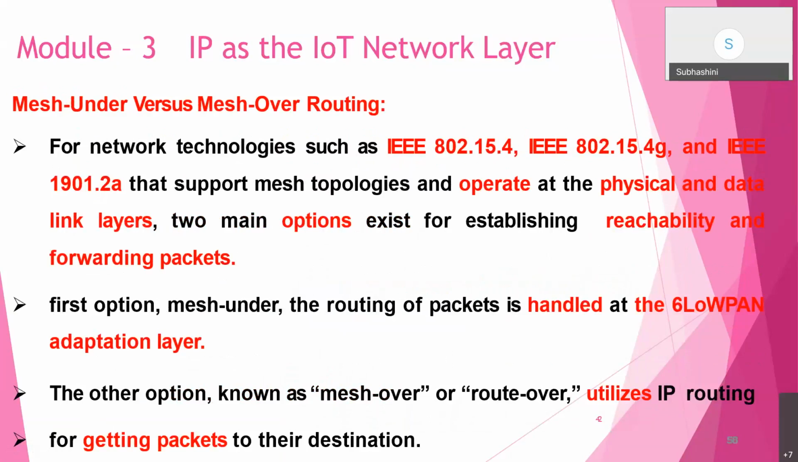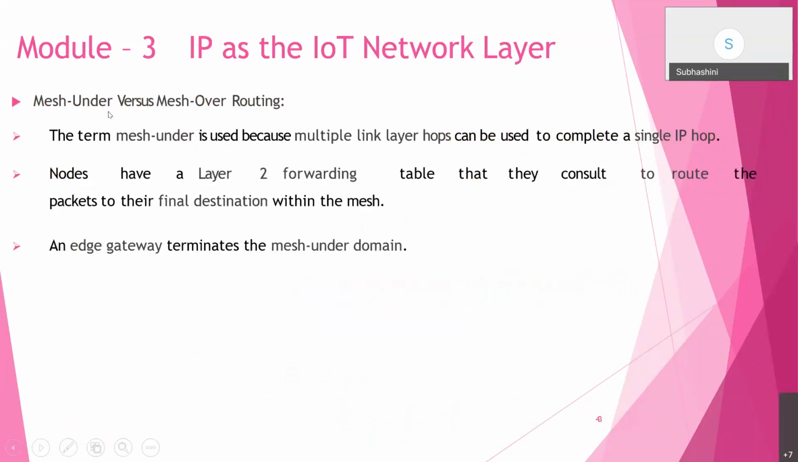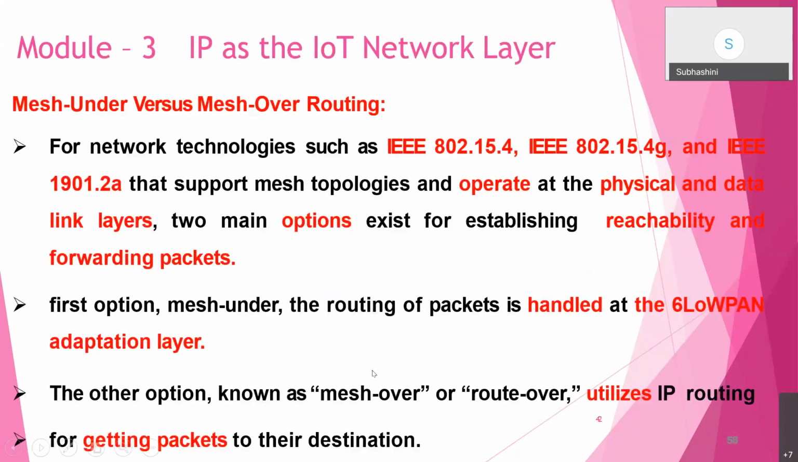That's the meaning. Now, you have a difference between two terms here, mesh under and mesh over. So what do you mean by mesh under and mesh over? Mesh under is a term used for forwarding the data from one node to another node, but it uses a complete single IP hop. Whereas mesh over is the part where the data link layer is involved. Usually routing is done at which layer? Network layer, correct? So mesh over makes use of complete IP for routing, whereas mesh under uses the data link layer for routing.